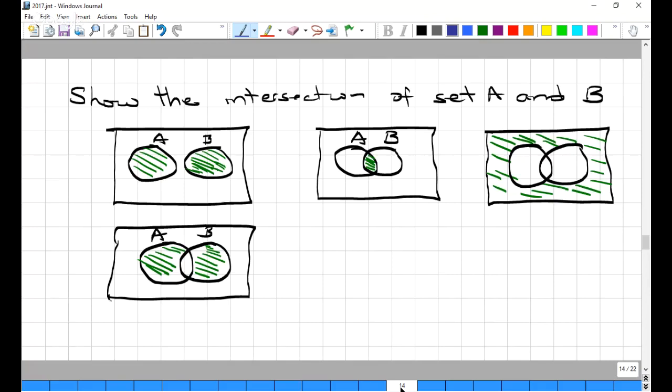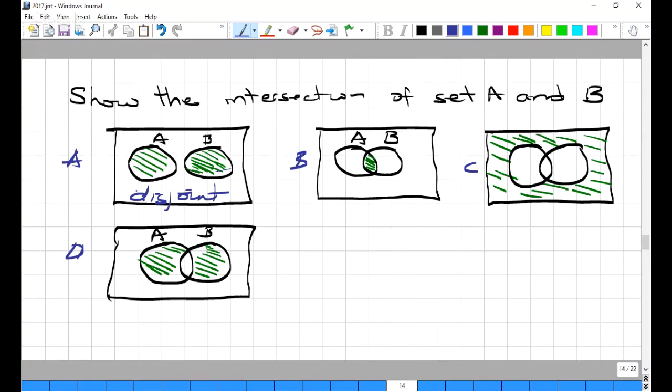TC, are you there? Yes, sir. Now, which of these shows the intersection of set A and set B? Let's call this A, B, C, and D. B, sir. Okay, B. What type of set would this be? This is disjoint, sir, because they're not intersecting each other.